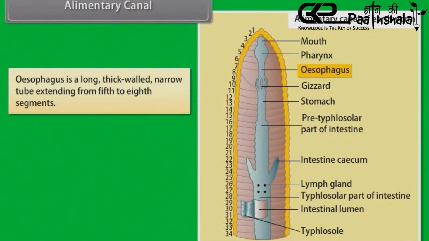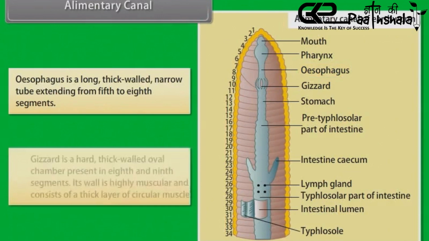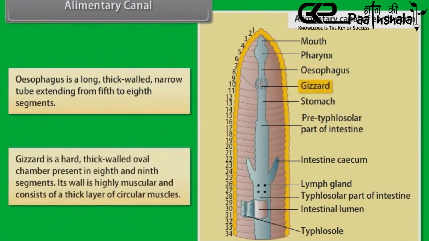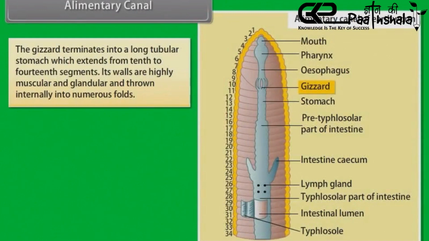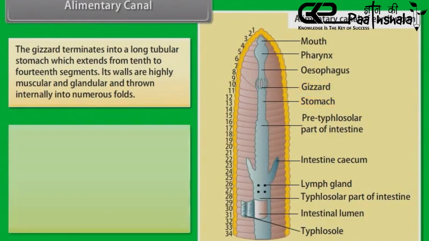Oesophagus is a long, thick-walled, narrow tube extending from 5th to 8th segment. Gizzard is a hard, thick-walled, oval chamber present in 8th and 9th segments. Its wall is highly muscular and consists of a thick layer of circular muscles. The gizzard terminates into a long tubular stomach which extends from 10th to 14th segments. Its walls are highly muscular and glandular and thrown internally into numerous folds.